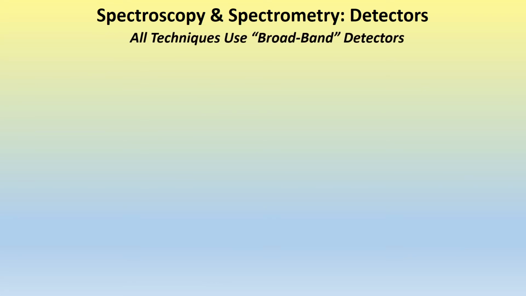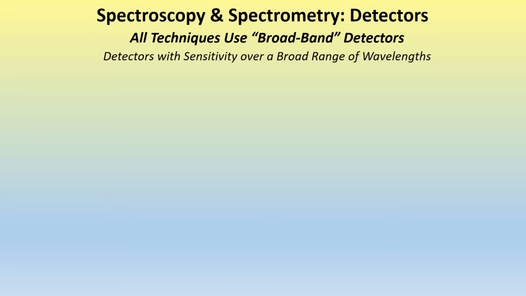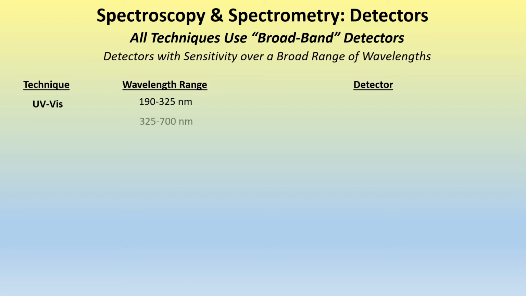Just as the emissions are broadband, all techniques use broadband detectors, detectors with sensitivity over a broad range of wavelengths. For UV visible spectroscopy, the ultraviolet range between 190 and 325 nanometers, and the visible range between 325 and 700 nanometers, we'll use either a photodiode array or a photomultiplier tube as the detector.